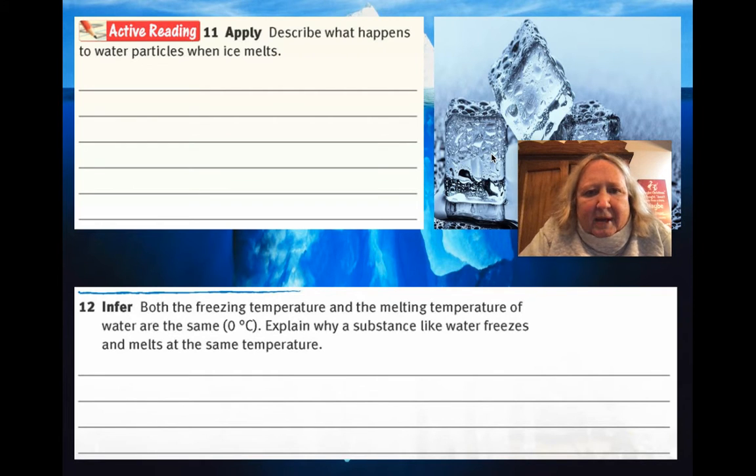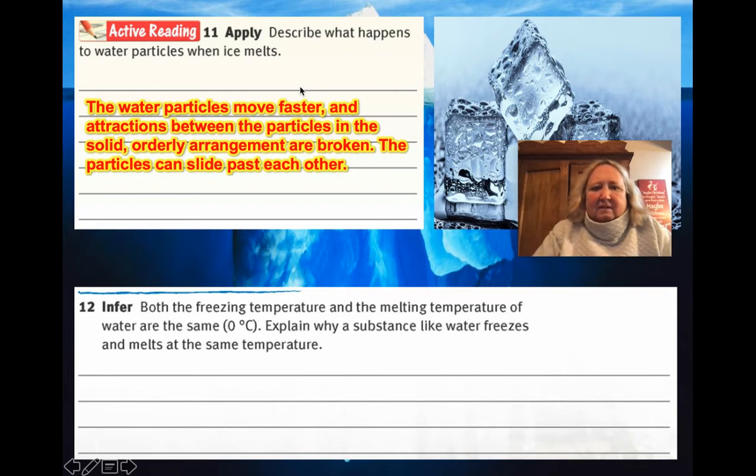So let's talk about what happens to water particles when ice melts. So the particles in the ice, when it melts, what happens? They're going to gain energy. The particles start moving faster. So that attraction that keeps them all together is going to be broken. So they slide past each other. Again, just like I said before, we're moving from the movie theater out into the lobby.